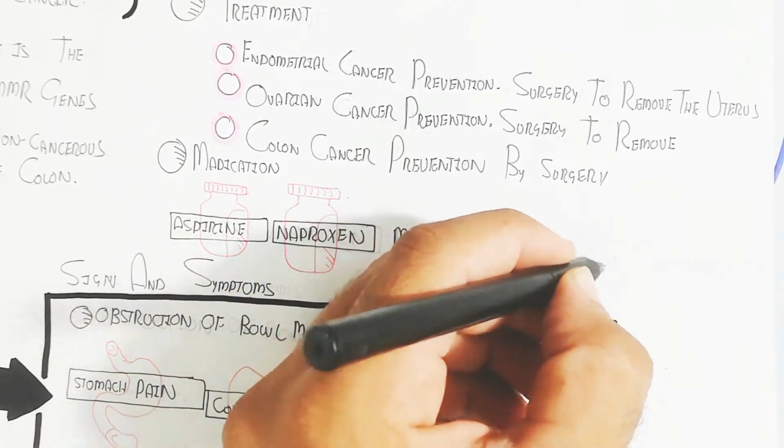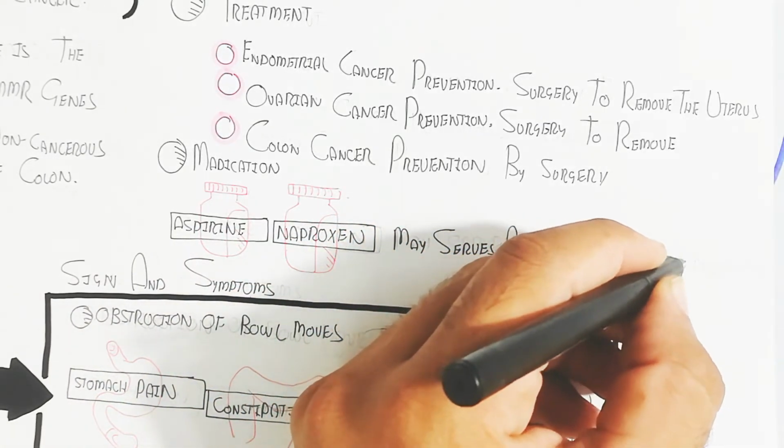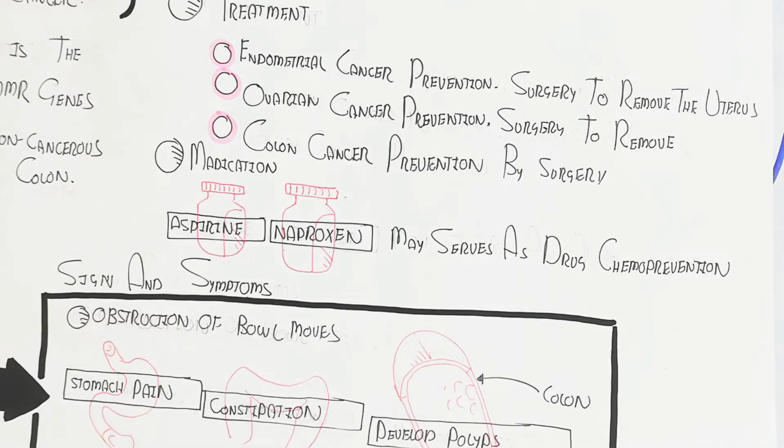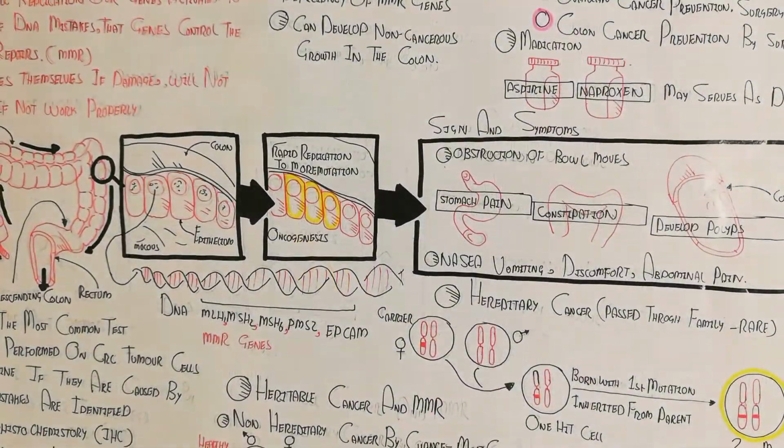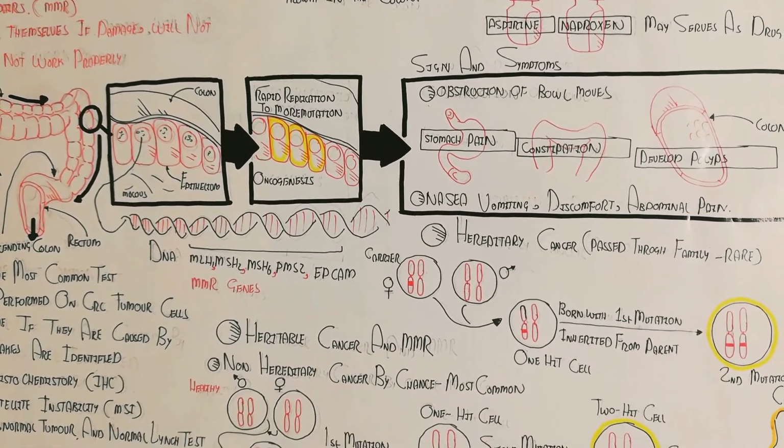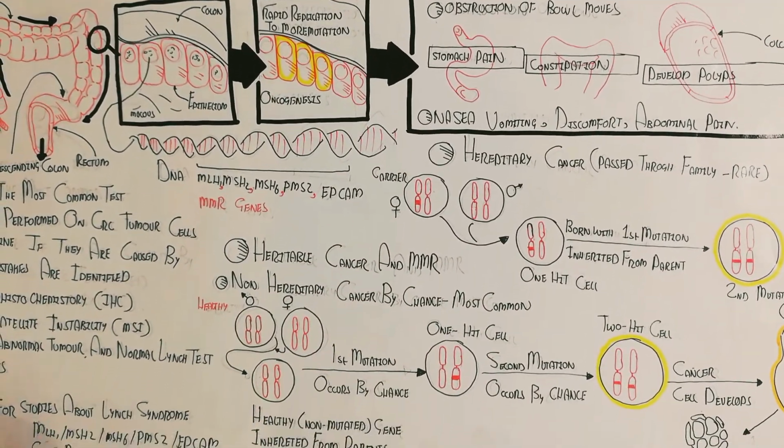So I hope you make sense of Lynch syndrome. This is the colorectal cancer progression due to Lynch syndrome, and it can be a benign tumor or malignant tumor. Benign tumor formation is the polyposis, the polyps.